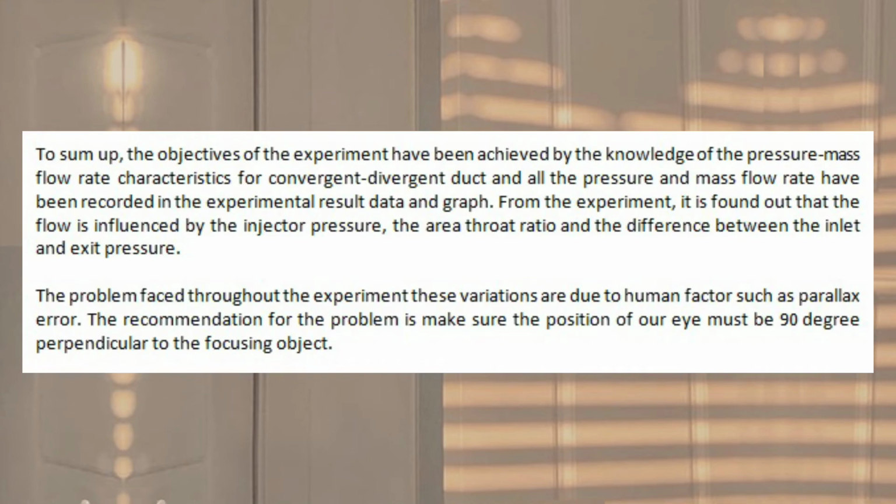To sum up, the objectives of the experiment have been achieved through the knowledge of the pressure and mass flow rate characteristics for the convergent-divergent duct, and all the pressure and mass flow rate have been recorded in the experimental result data and graph. From the experiment, it is found that the flow is influenced by the injected pressure, the area-throat ratio, and the difference between the inlet and exit pressure.